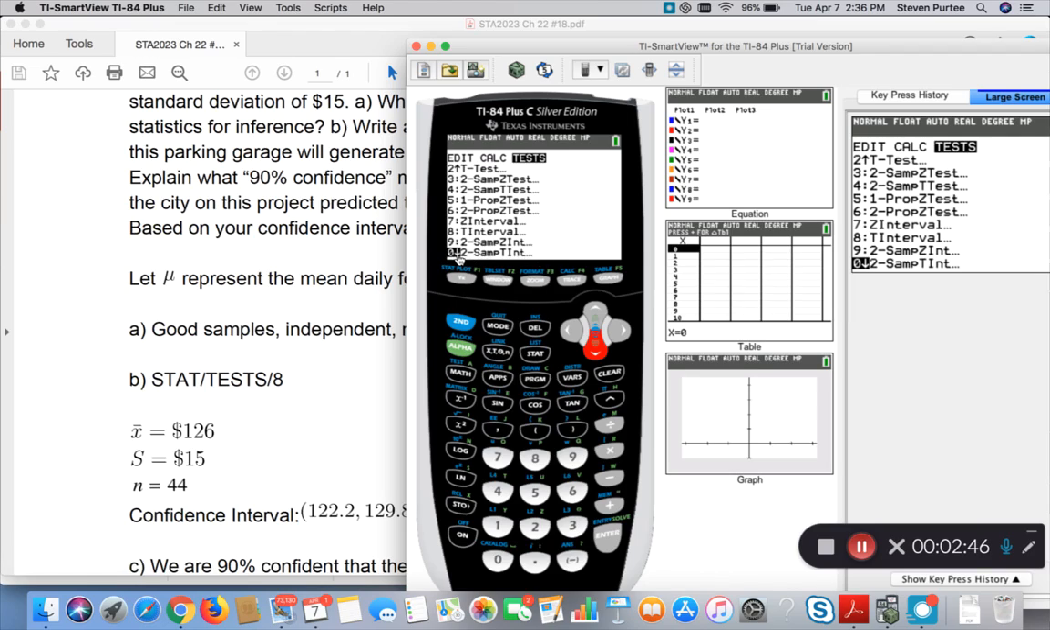0 was when we have two different samples that we want to compare. Here we only have one sample. We only have one sample size. We only have one standard deviation. We want button 8.